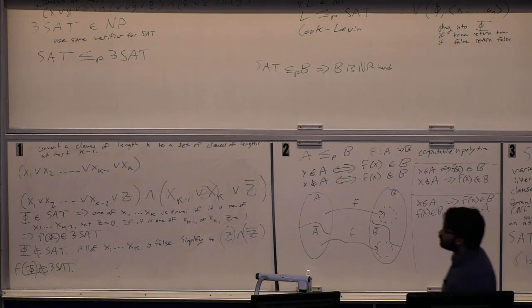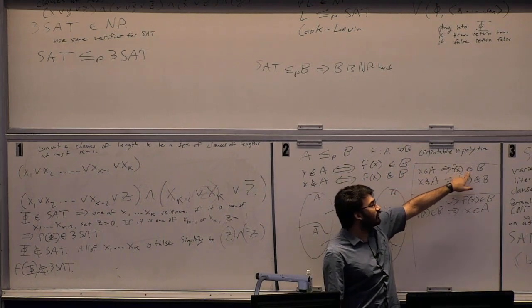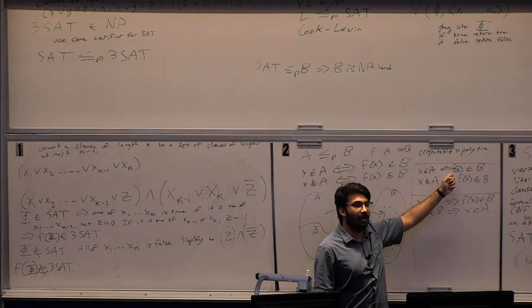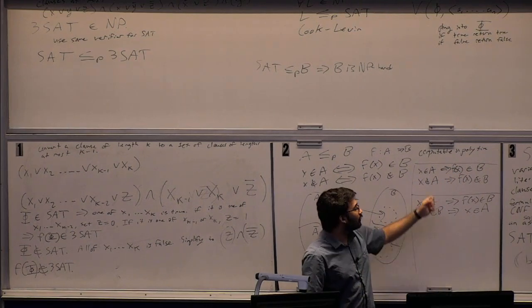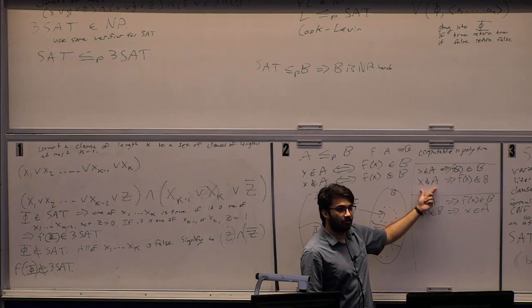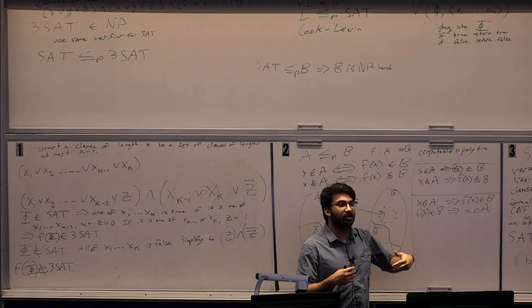It's not a contradiction so much as we're doing this. X is in A if and only if f of x is in B. Here, f of x is the outputted 3-SAT formula. X is the inputted SAT formula. Then we showed that x not in A implies f of x not in B. What that means is x not in A means x is unsatisfiable.